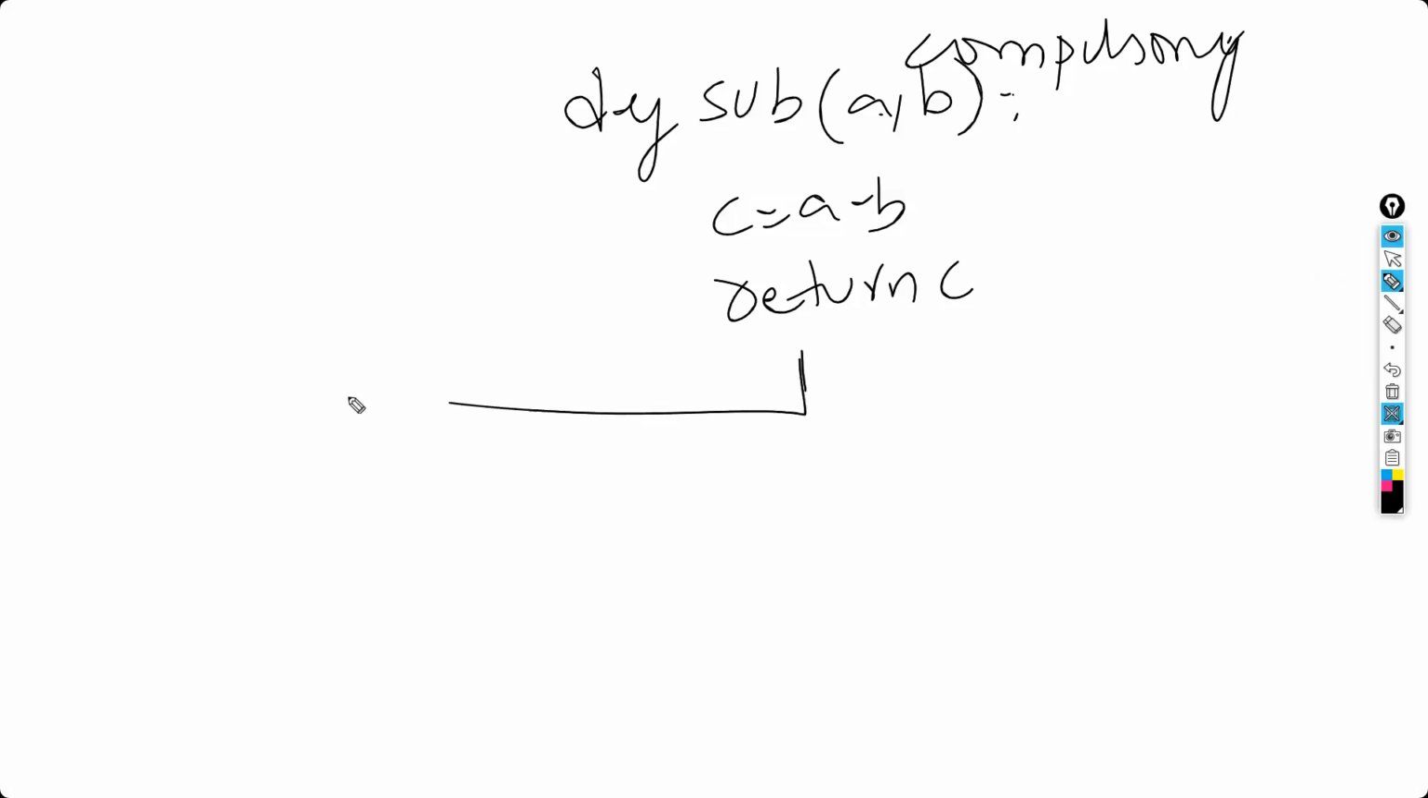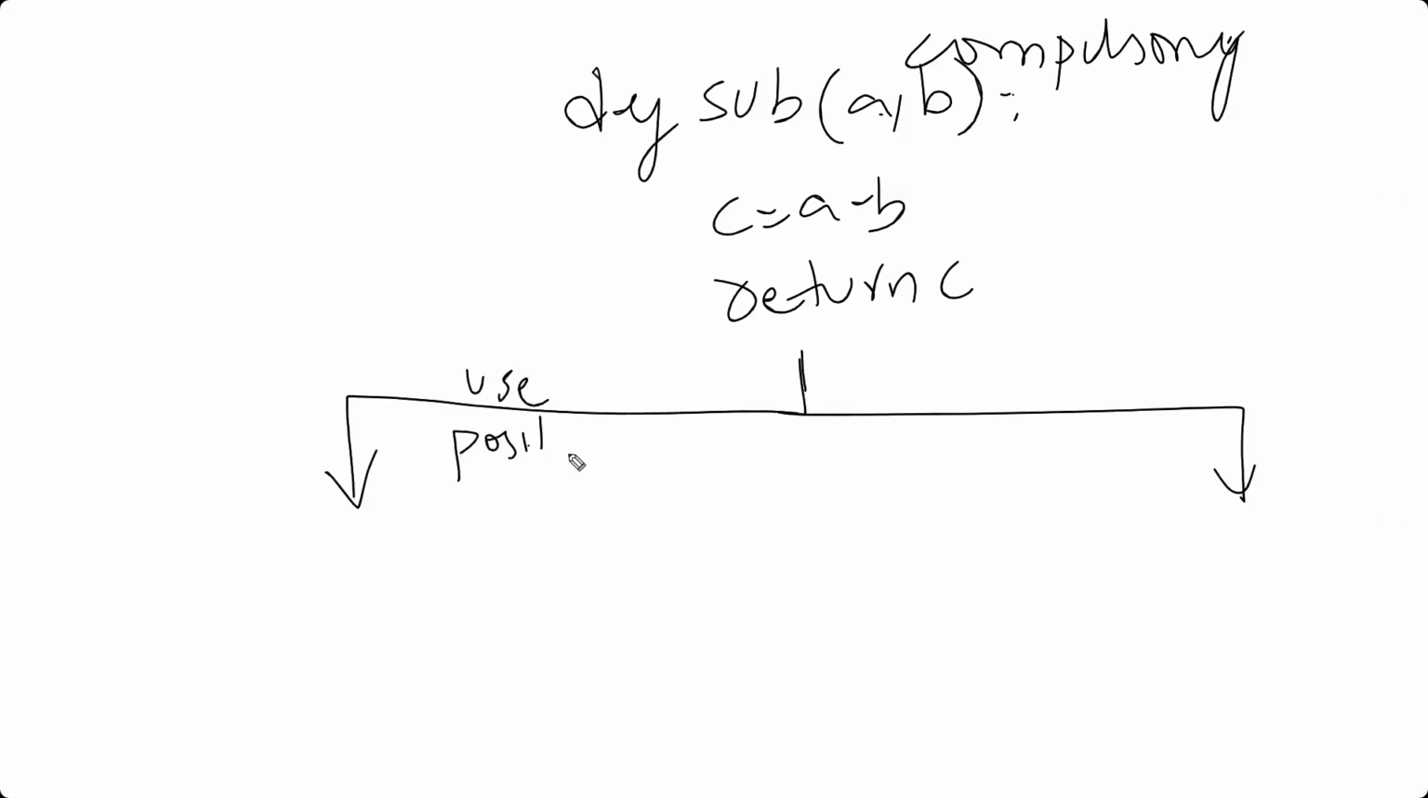In that compulsory, now 2 options are there to use these compulsory arguments. You can use them as positional arguments. Use means call: you can call this function positionally, or you can call this function by using keyword. In whichever way you are interested. Compulsory arguments can be used in both ways as per your choice.